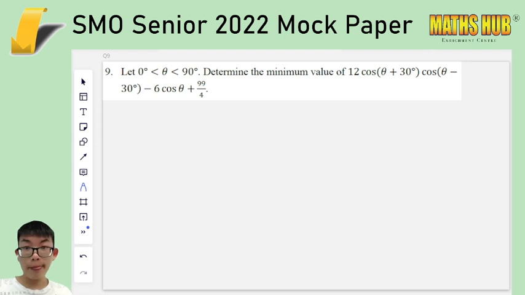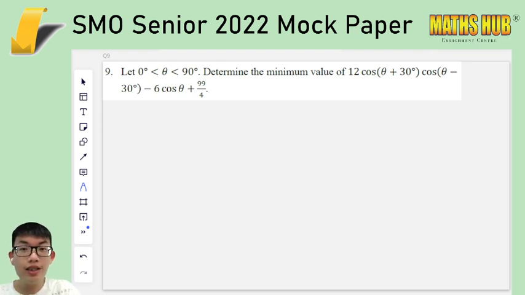Question 9. Let theta be in the first quadrant. Determine the minimum value of 12 cosine(theta plus 30 degrees) cosine(theta minus 30 degrees) minus 6 cosine theta plus 99 over 4. So a few things first. 99 over 4 isn't really very important. Usually when you see something like that, it is just to make the final answer into an integer.